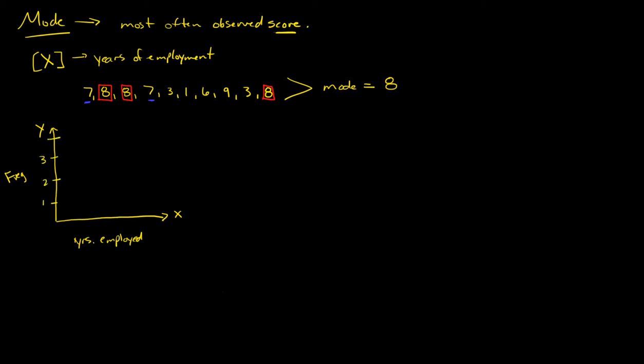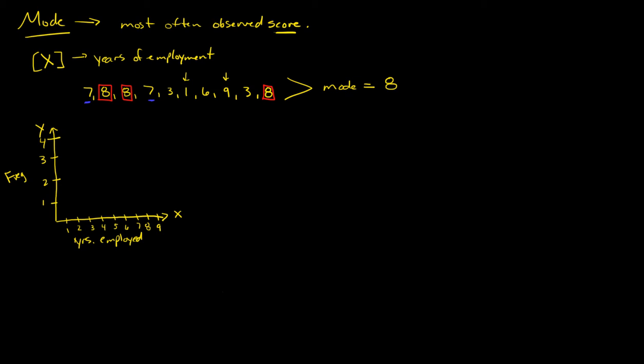And years employed varies from 1 to 9. So we want to have 9 ticks here. 1, 2, 3, 4, 5, 6, 7, 8, 9. Get these labeled. 8 and 9.